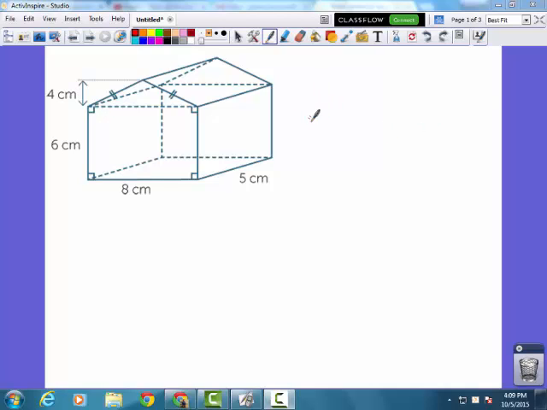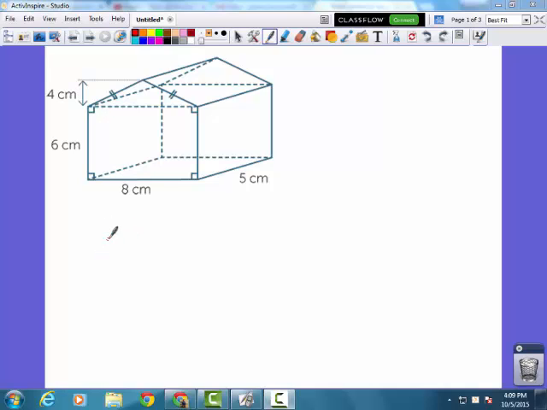Hey, what's up, guys? I'm going to try and go through finding the surface area of this composite shape for you guys, so that you can see how it's done one more time before you start getting your retest. This composite shape is made of two different pieces. You've got the rectangular prism on the bottom and the triangular prism on the top.